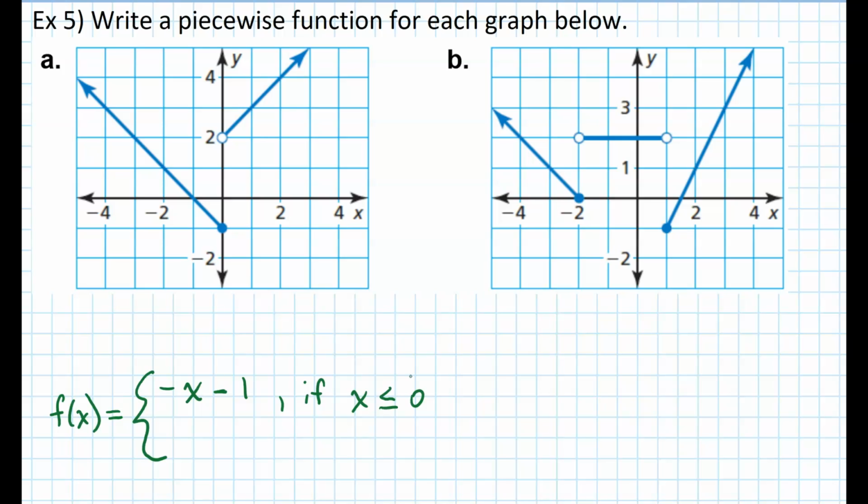And then our other one, what's our slope? 1, so we get x, and this time our y-intercept is 2, so we get x plus 2, and this one is valid for which values? X greater than 0. Can be greater than 2? We're looking at the x values, and so this is at x equals 0 here is where the change is occurring.